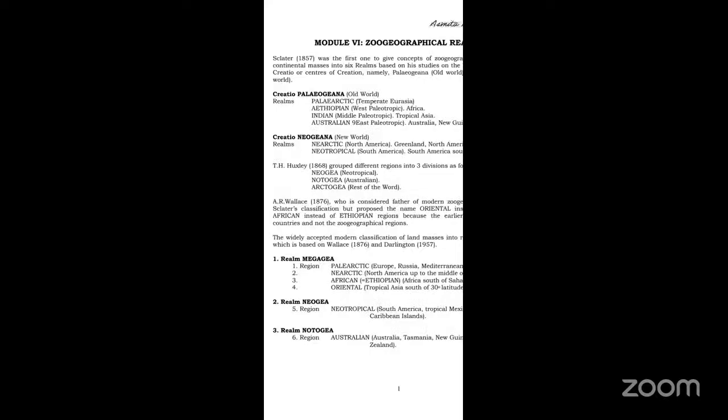Another one is the Neogena, that is the New World. Now, Paleogena includes 4 realms or 4 regions. One is called the Palearctic, the other ones are the Ethiopian, Indian, as well as the Australian. Now, Palearctic is also called Temperate Eurasia.